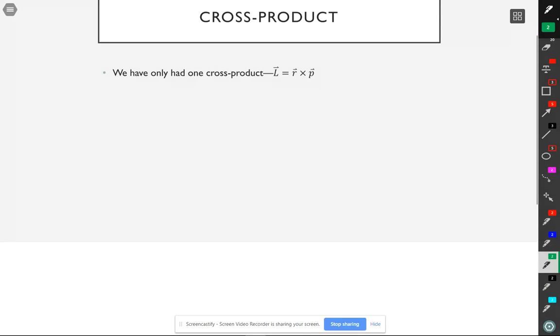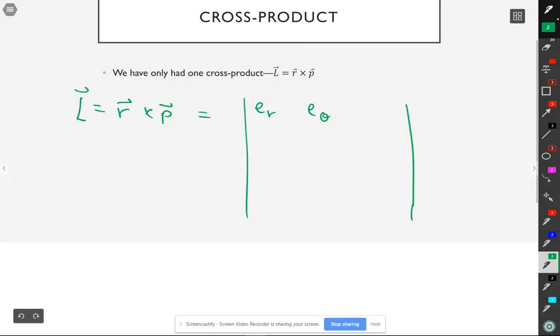So when you do a cross product, you always have a determinant, and the first row is always going to be the unit vectors. So I'm going to put E sub r, E sub theta, or excuse me, I'm going to do this in Cartesian coordinates. E sub x, E sub y, E sub z. Then the first row is your unit vectors. The second row is the first vector here.